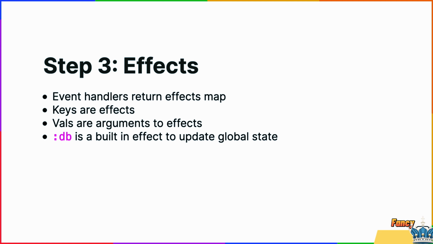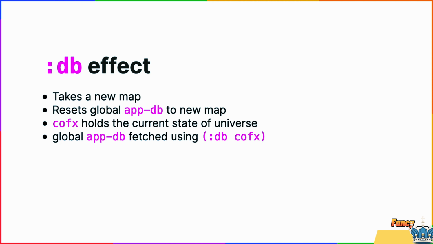We can define custom effects for interaction with APIs, sockets, local storage, etc. The db effect takes a map and resets the app-db to this new map. The entire app state is in one map. We need to fetch that, associate the new value of email, and set it as the new db. This is where co-effects come into play.